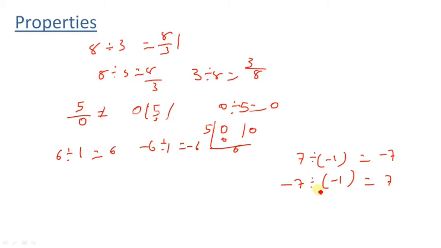Now let us see some examples. Suppose I write minus 16 divided by minus 4. What will be the result? The same signs are used, so the result will be positive. 16 divided by 4 is 4. Minus 16 divided by minus 4 is equal to 4.